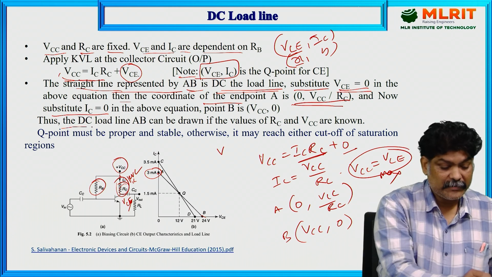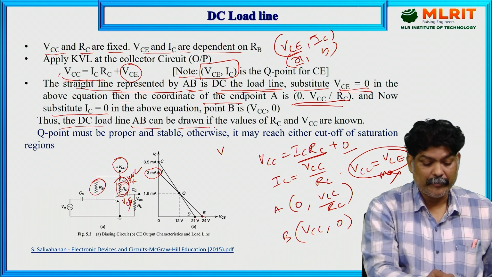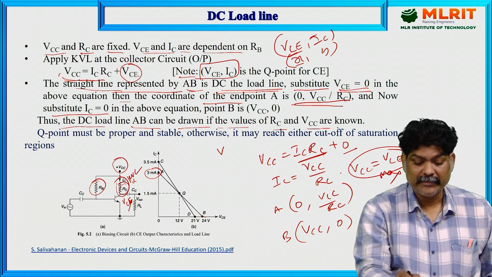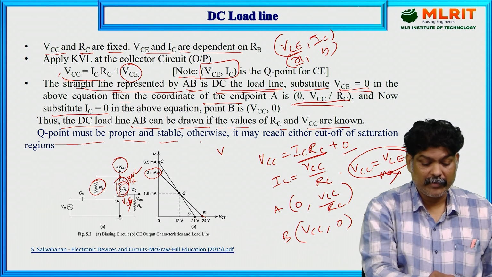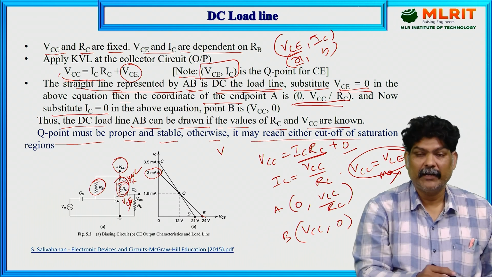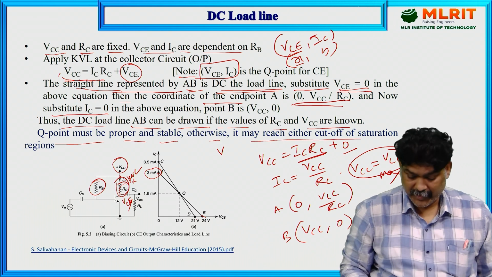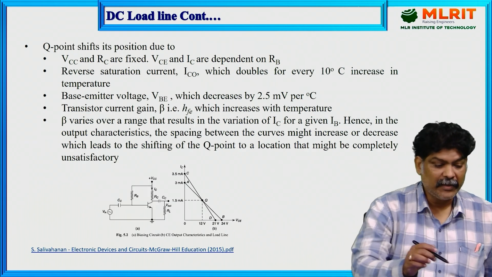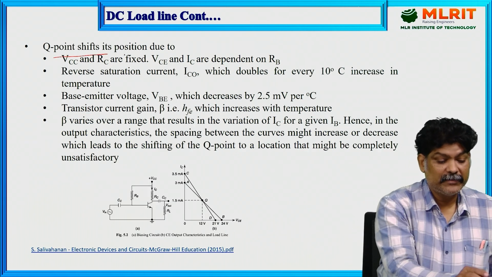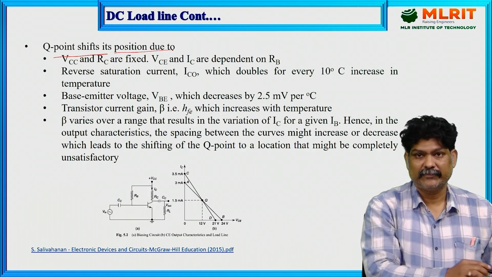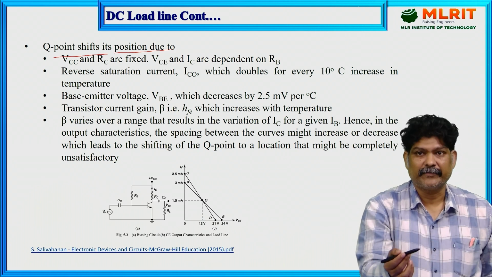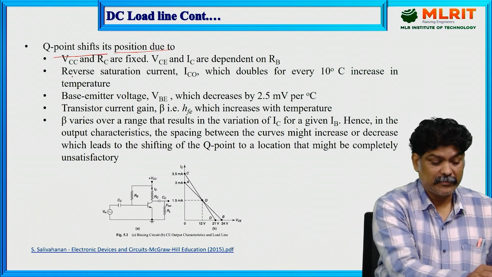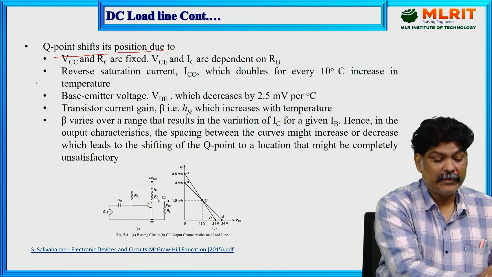Now thus the DC load line AB can be drawn if the values of RC and VCC are known. The Q point must be proper and stable, otherwise it may reach either the cutoff region or the saturation region. Q point shifts its position due to various reasons. We have already seen some, so let us see one more reason.